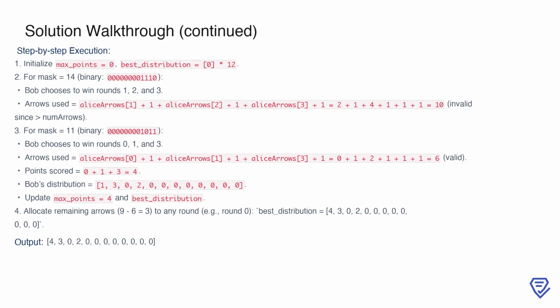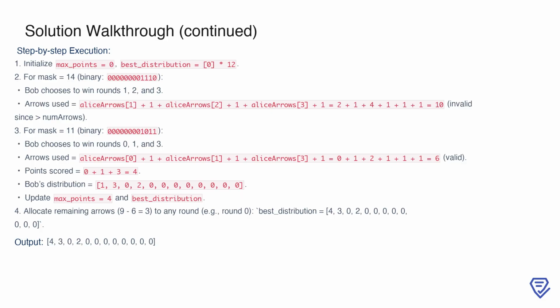The arrows required are calculated as Alice's arrows in these rounds plus 1 extra for each, totaling 10 arrows. Since this exceeds the available number of arrows, 9, this configuration is invalid. However, for mask equals 11, which is 000000001011 in binary, Bob targets rounds 0, 1, and 3. Here, the arrows used are 6, which is valid, and Bob scores a total of 4 points. The corresponding distribution for Bob becomes 1, 3, 0, 2, 0, 0, 0, 0, 0, 0, 0, 0.